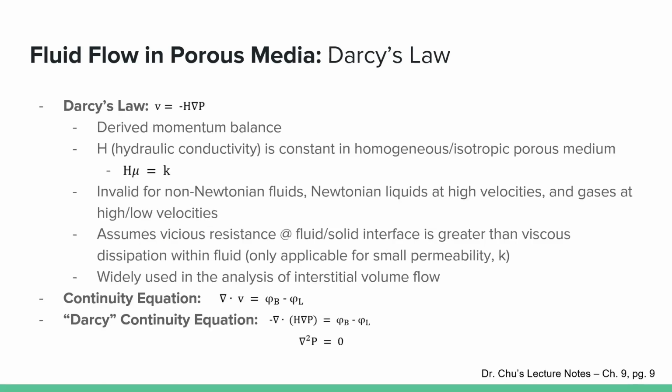By using this continuum approach, Darcy was able to create his law, which is that V is equal to negative H del P, where V is fluid velocity, and H is the hydraulic conductivity, which is assumed to be constant in homogeneous and isotropic porous mediums. And del P is the pressure gradient. H is also related to the permeability K through mu, which is the dynamic viscosity. So H times mu is equal to K.